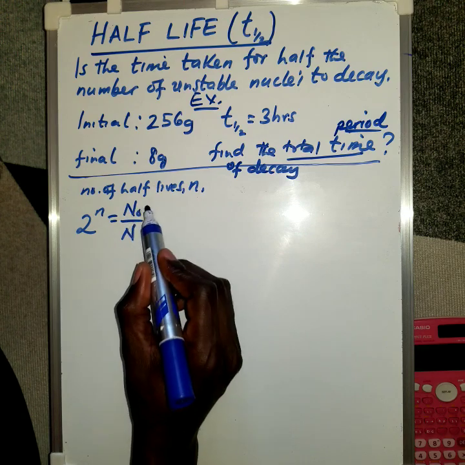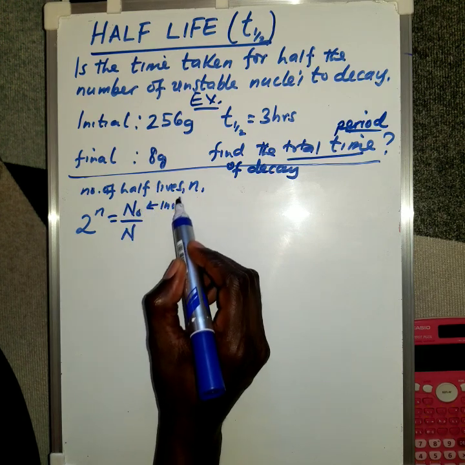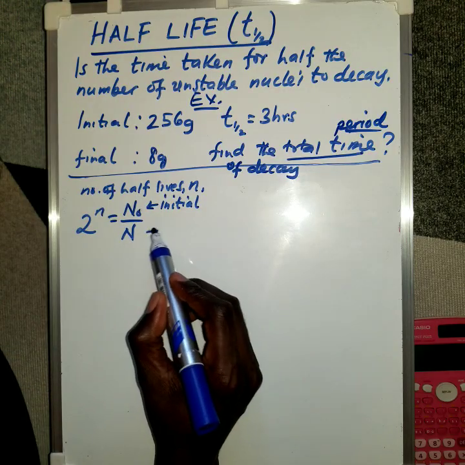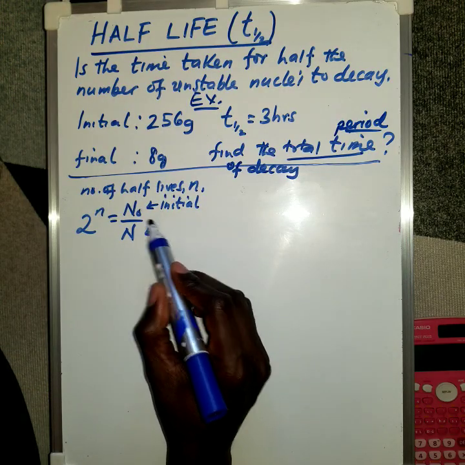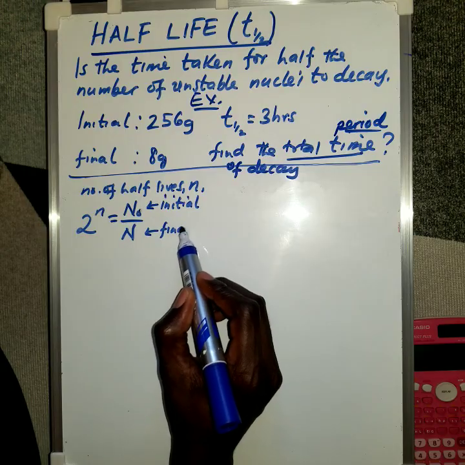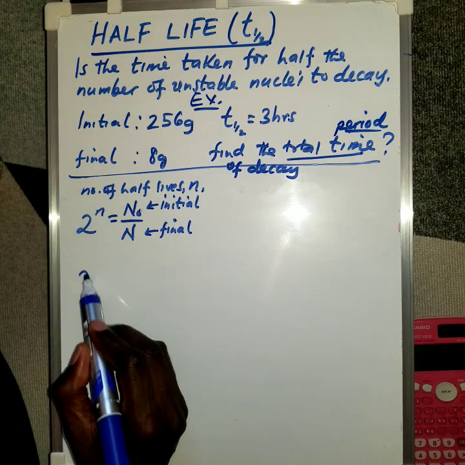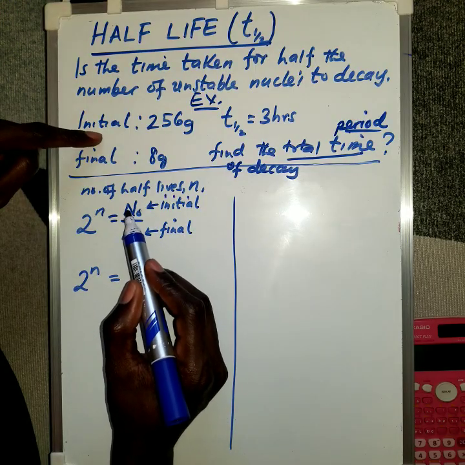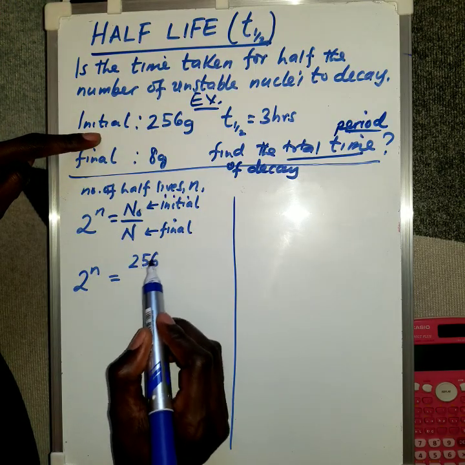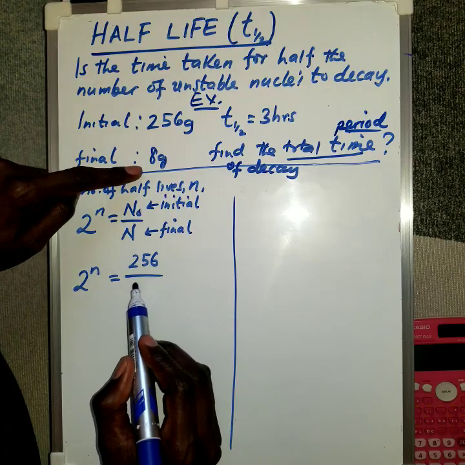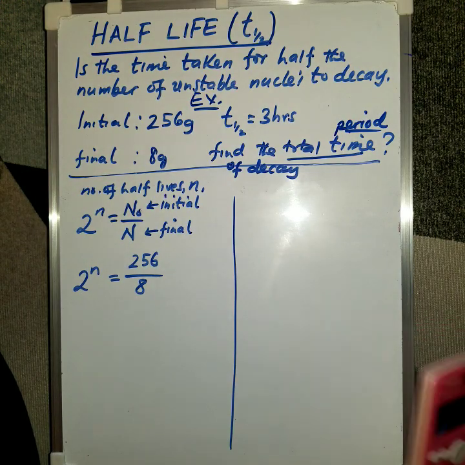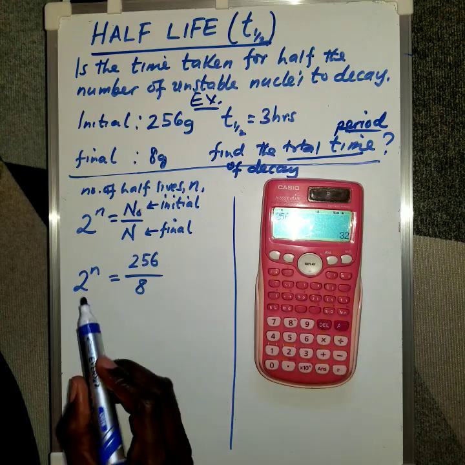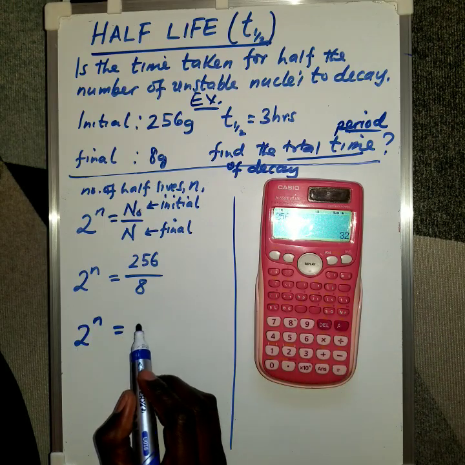Now N0 there is representing the initial, what you start with, the number of unstable nuclei you have started with. Then this N is representing simply the final number of unstable nuclei that you have. So 2 raised to the power n will be equal to, what's the initial? The initial mass that we have is 256, over the final that we are remaining with, which is simply 8. You can get a calculator. If you divide 256 by 8, that is going to give you 32.